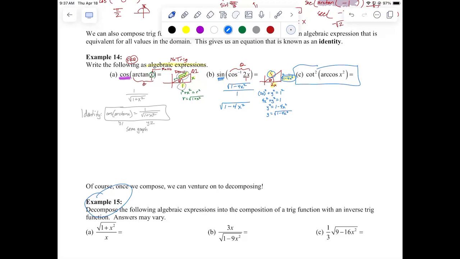All right, you got to know your unit circle, don't you? And you got to know the PVRs. So if you don't know those yet, commit those to memory. All right.